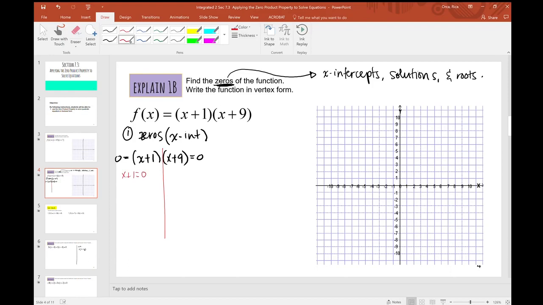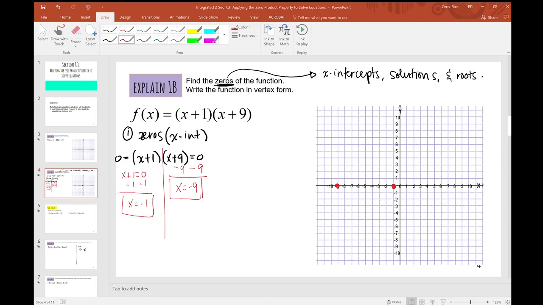So x plus 1 equals 0. To get x by itself, I want to subtract 1 to both sides. X equals -1, which means that we have an x-intercept at -1. Okay, for x plus 9 equals 0, I want to subtract 9 to both sides. That's going to give me x equals -9. So our second 0 is at -9.